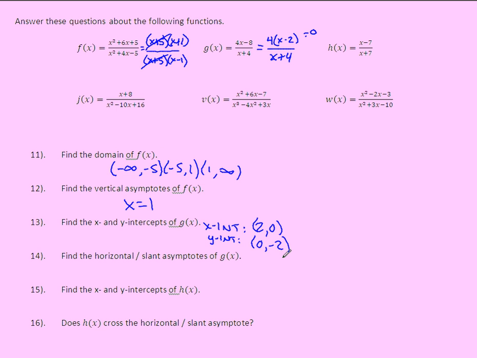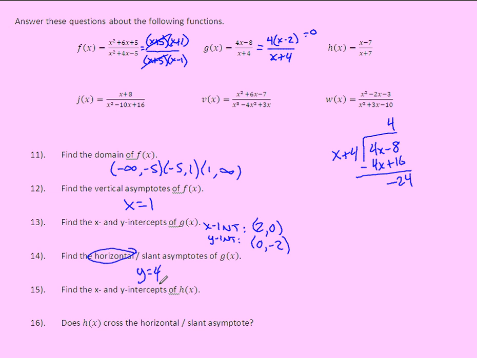Alright, for g of x, for the horizontal or slant asymptote, we need to do long division. So I'm going to have 4x minus 8 on the inside, and x plus 4 on the outside. x times what gives me 4x? Well, it's just 4. This gives me 4x, and then plus 16. When I subtract, I get negative 24 as my remainder. Now, all I care about is the 4 right here. It makes it a horizontal asymptote, and the horizontal asymptote is y equals 4.